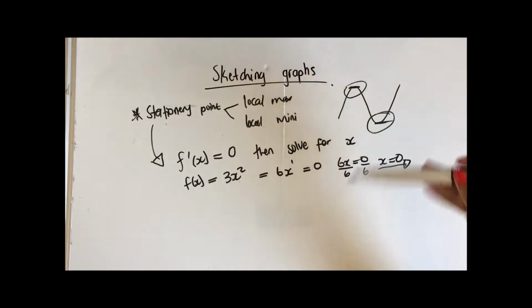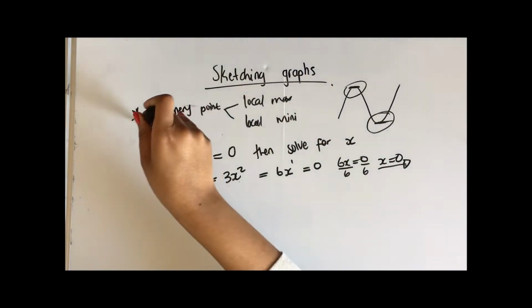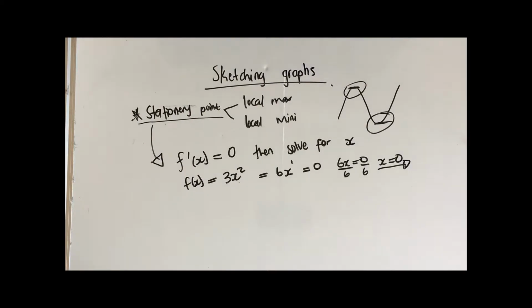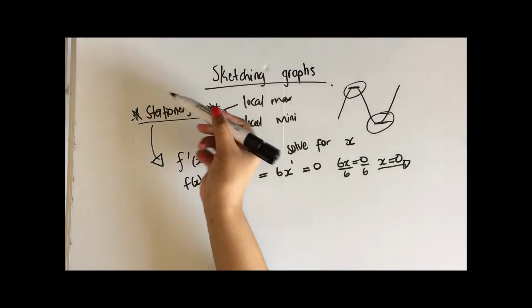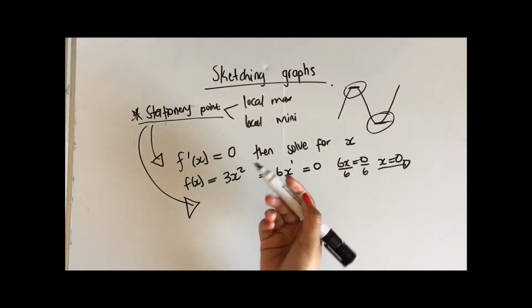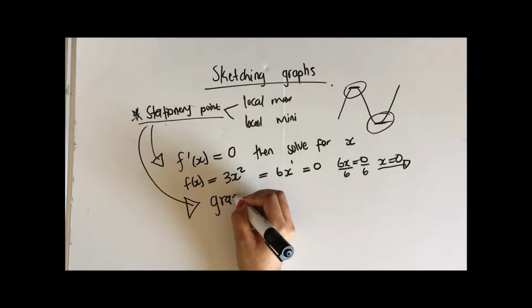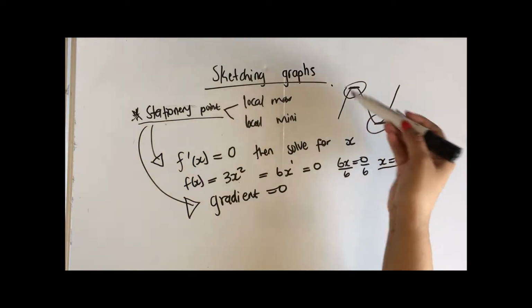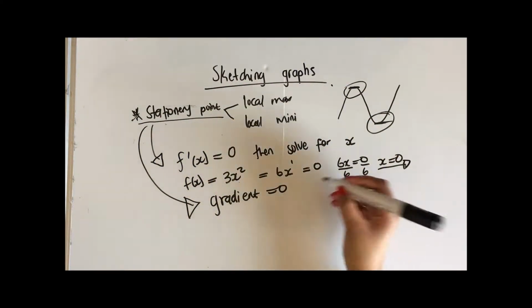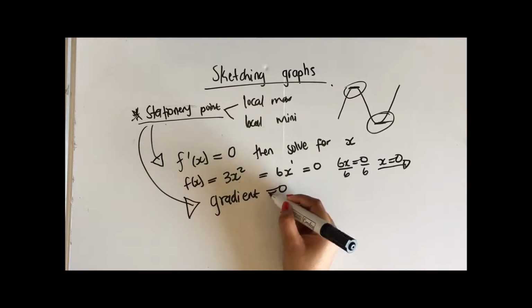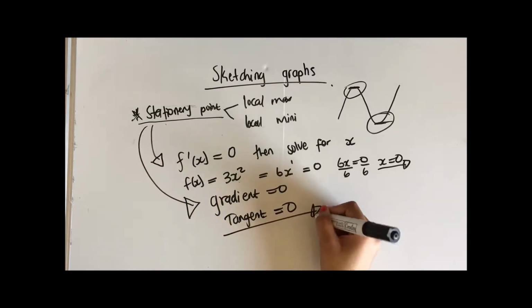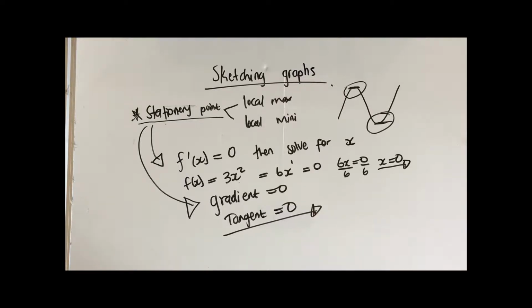Sometimes they will not give you a graph, they will just ask you to find the stationary points, without having to give you a graph. All right, another important thing you must know about stationary points is that the gradient is 0. The gradient of your curve is 0, and also your tangent is equal to 0 as well. So now let's begin exam questions and see.